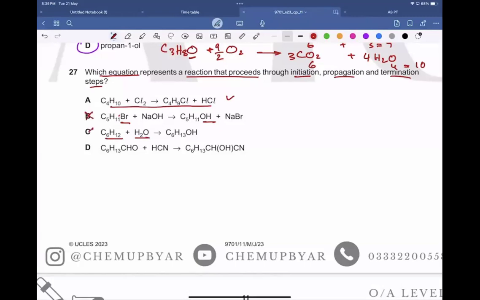C6H12 and H2O, it's an addition, so C goes wrong as well. Okay, aldehyde with HCN, it's a nucleophilic addition, so D goes wrong as well. So A is the correct answer.